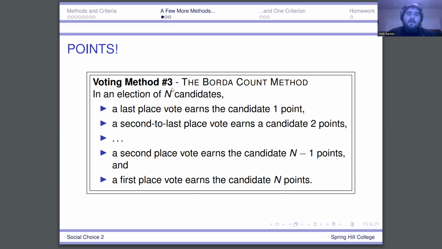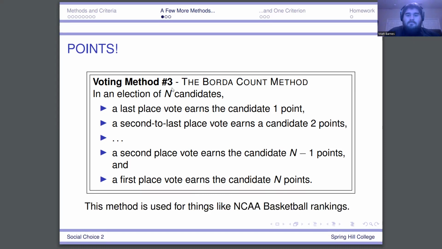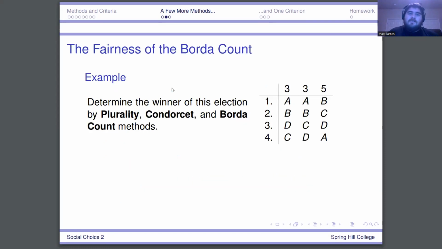So if we had 4 possible candidates, the lowest one would be 1 point. Second to last place vote would be 2 points, then 3 points, and then a first place vote would be worth 4 points. Right? Do that, add them all up, see who wins. Okay, so let's look at this Borda count method in action. So here we have a pretty simplified preference schedule.